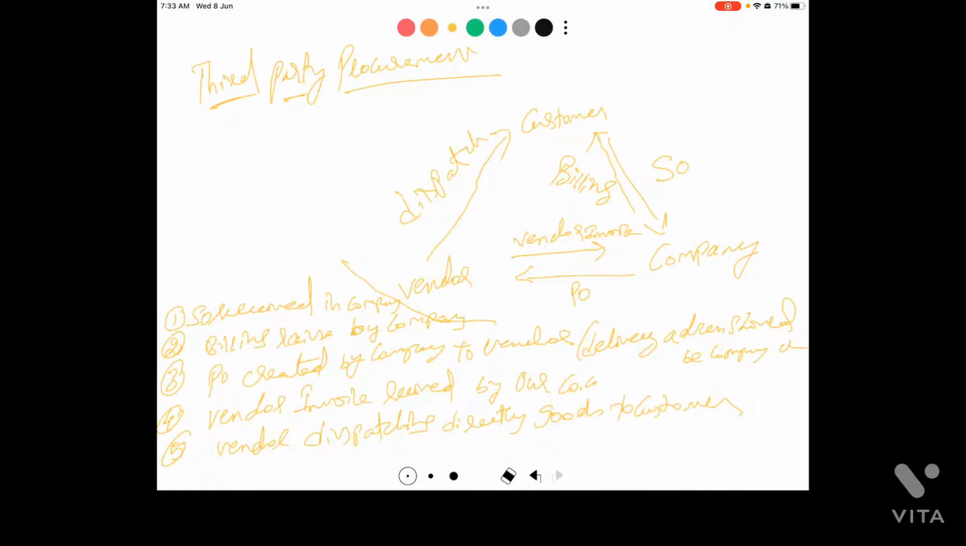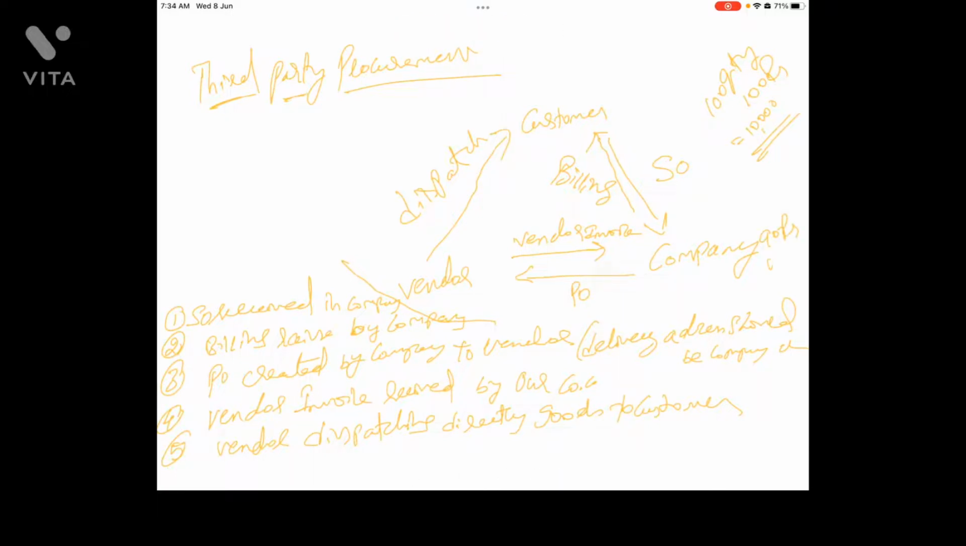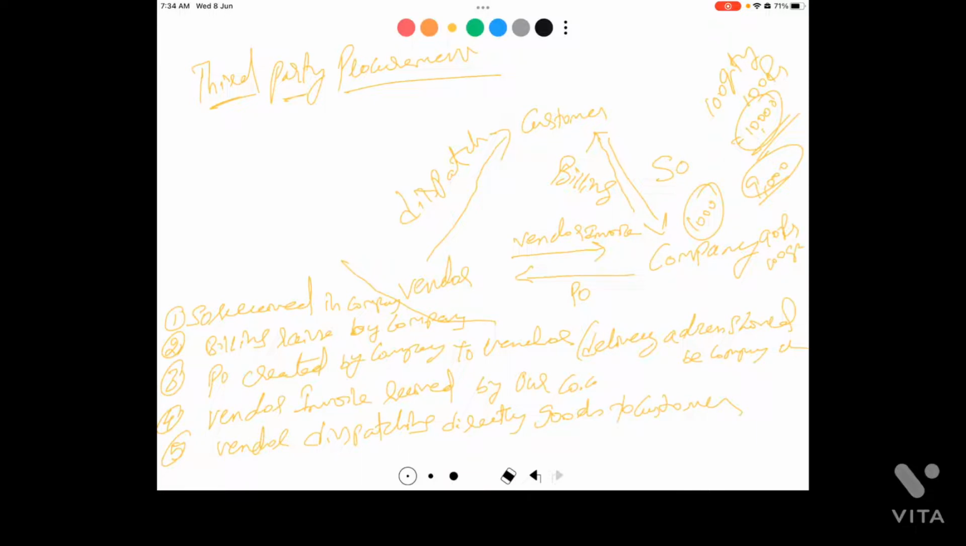Clear? So suppose the customer orders 100 quantity at a cost of 100 rupees, so the total value is 10,000 rupees. When I order from the vendor, I might get a cost of 90 rupees for 100 quantity. That means 9,000 rupees is my PO value, and 10,000 rupees is my SO value. So 10,000 minus 9,000 is 1,000 rupees, which is my profit, right? Yes. So this is the way they do the third party procurement process. The payments all happen internally, from the customer to our company and from our company to the vendor.